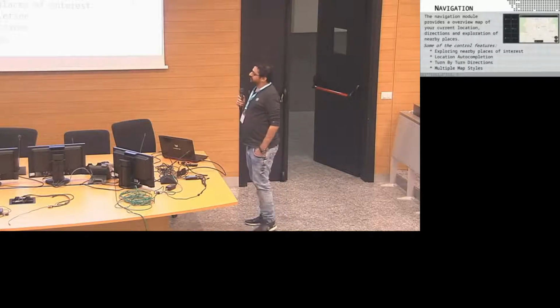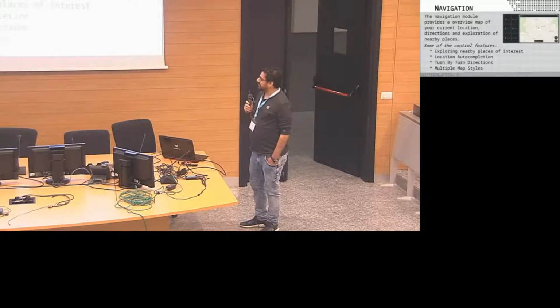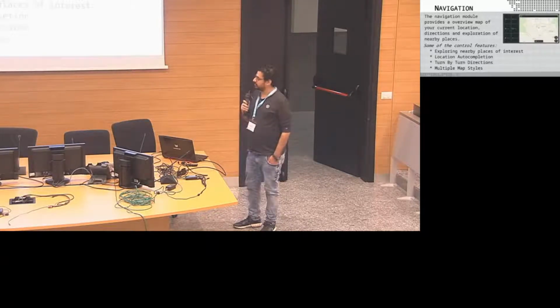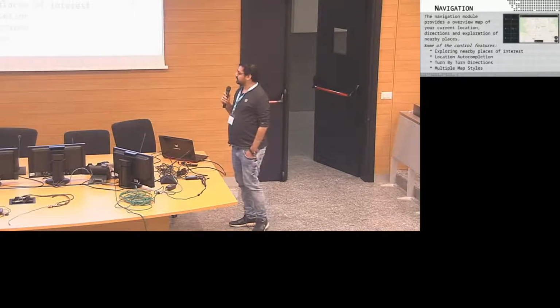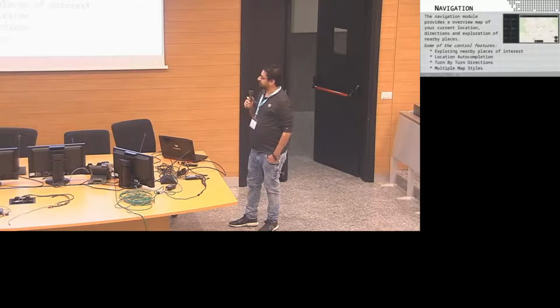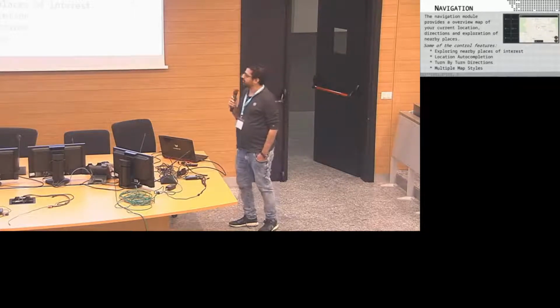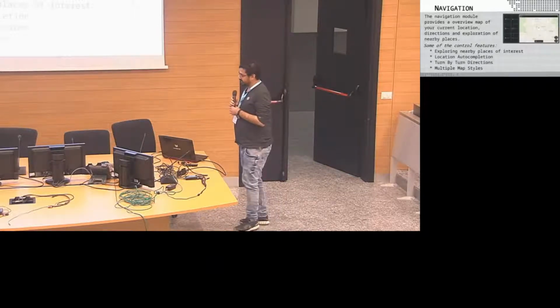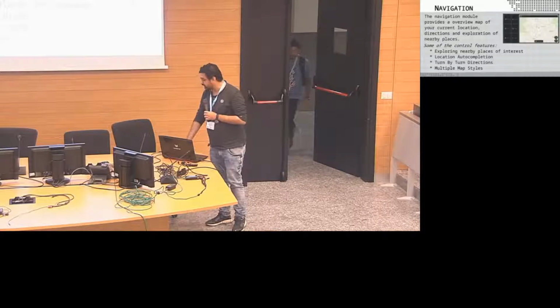Some of the features of the navigation system currently built into this infotainment system: it allows you to explore places of interest nearby, which could be restaurants, bars, parks, anything. There's location auto-completion, so if you have an on-screen keyboard and you start typing an address in the search bar, it can auto-complete the address. It also gives you turn-by-turn directions and supports different map styles like night, terrain, etc.